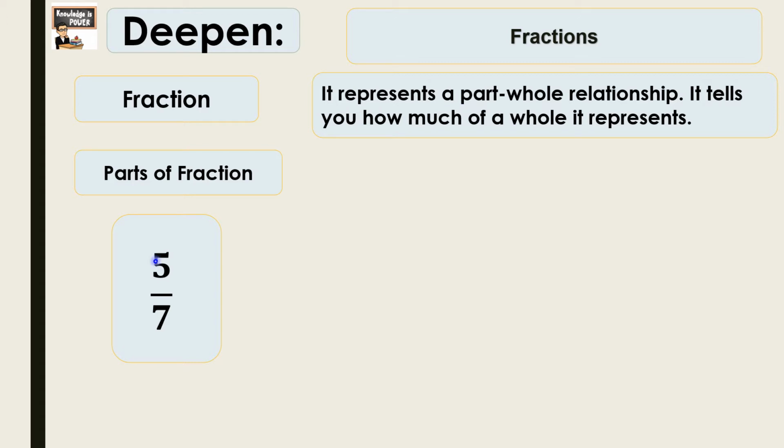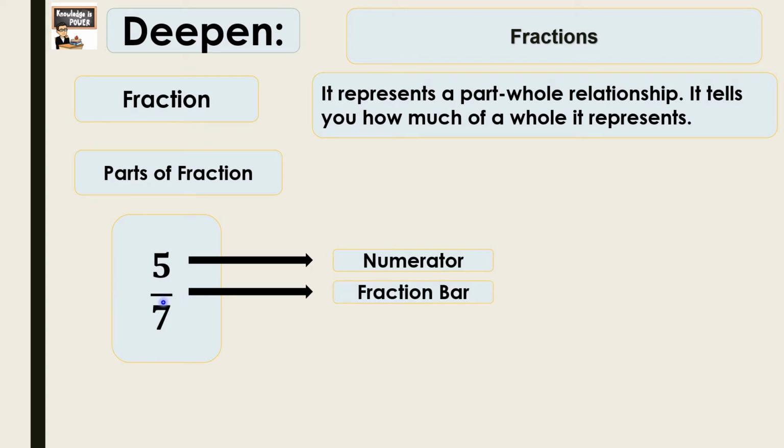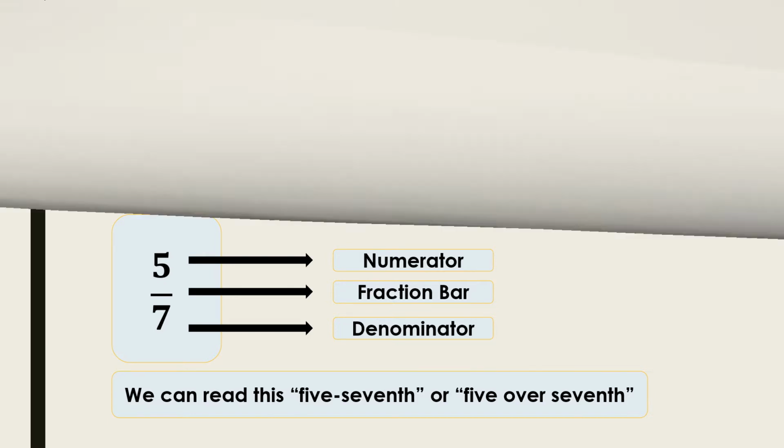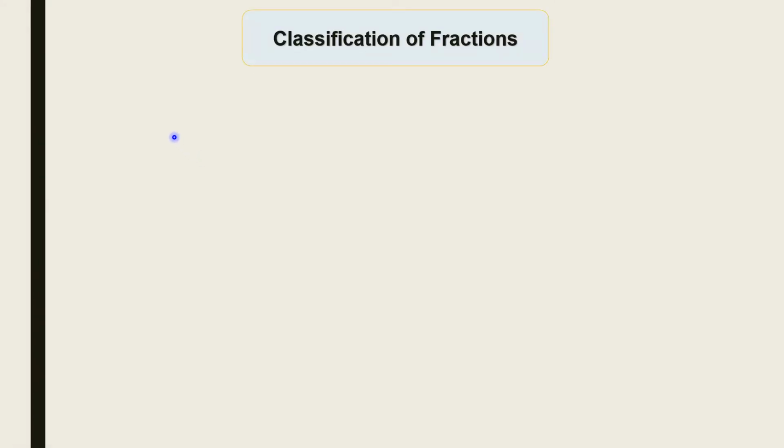So let's talk about the parts of a fraction first. First, that upper part is what you call the numerator. Then this part is what you call the fraction bar. And the lower part of the fraction bar is the denominator. So we can read this as 5/7 or 5 over 7. These are the parts of the fraction.